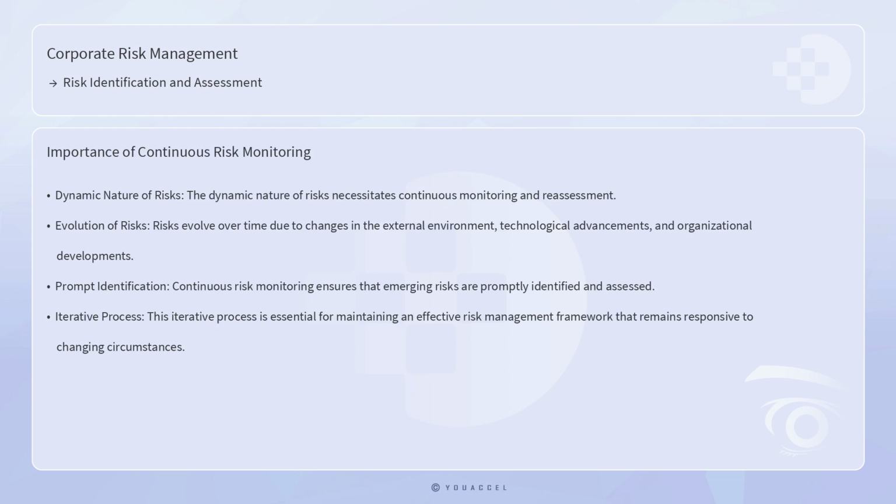Moreover, the dynamic nature of risks necessitates continuous monitoring and reassessment. Risks evolve over time due to changes in the external environment, technological advancements, and organizational developments. Continuous risk monitoring ensures that emerging risks are promptly identified and assessed, enabling organizations to adapt their risk management strategies accordingly. This iterative process is essential for maintaining an effective risk management framework that remains responsive to changing circumstances.